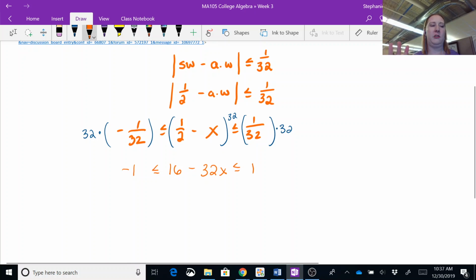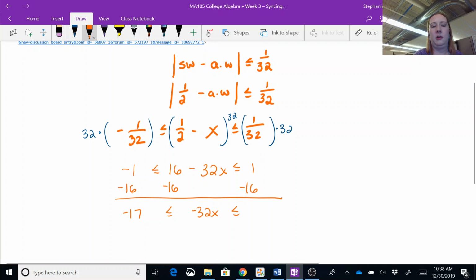So now we don't have any fractions. It's going to be easier to solve. So I need to get the x part in the middle. So I need to subtract 16. And I'm subtracting it from, we have basically 3 portions here. So -1 minus 16 is -17, less than or equal to -32x. And then 1 minus 16 is -15.